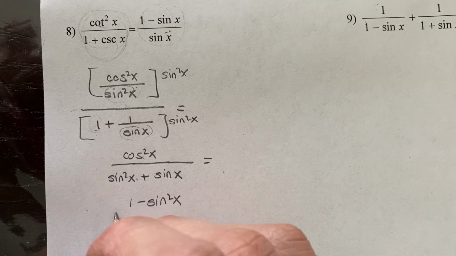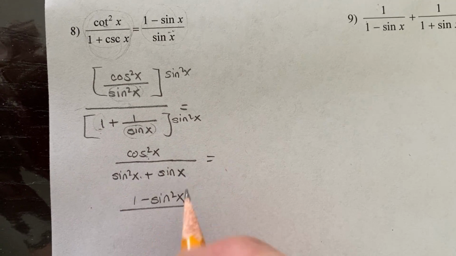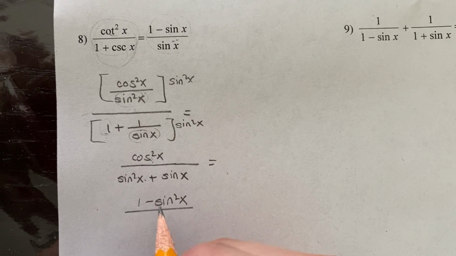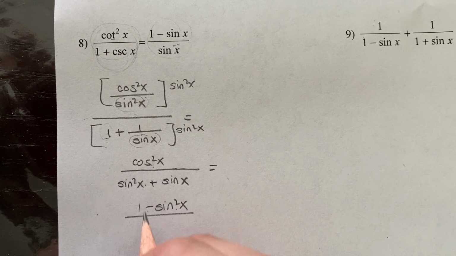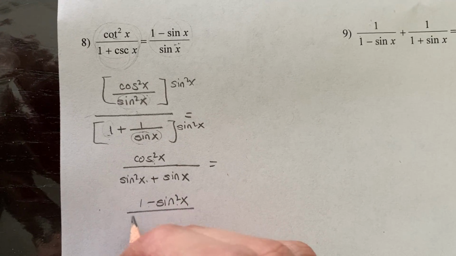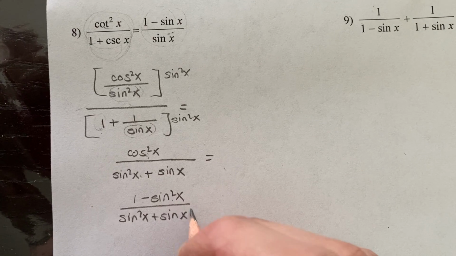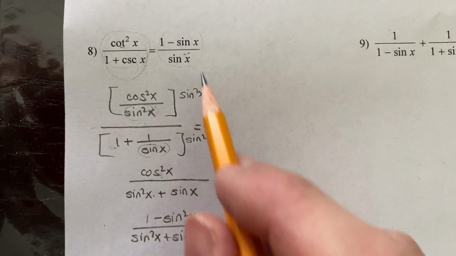Okay, so again, this is your Pythagorean identity, right? Sine squared plus cosine squared is equal to 1. Hence, cosine squared is equal to 1 minus sine squared. In my denominator, I'm just going to write it out one more time. Okay, so this almost looks like this, right?